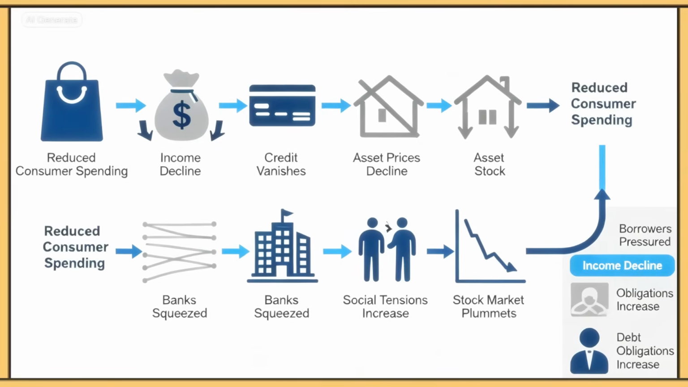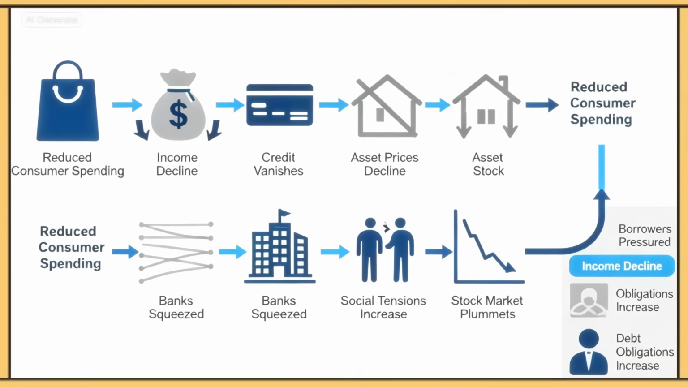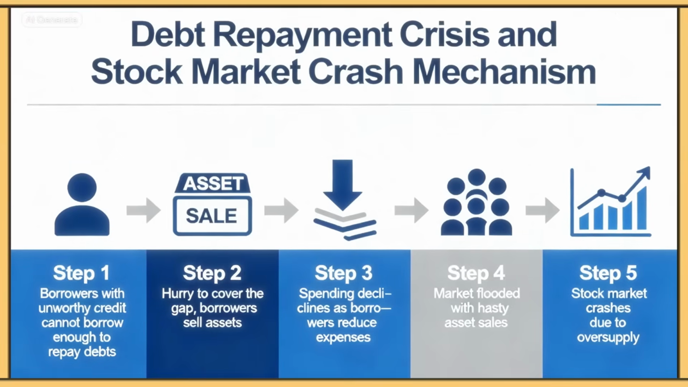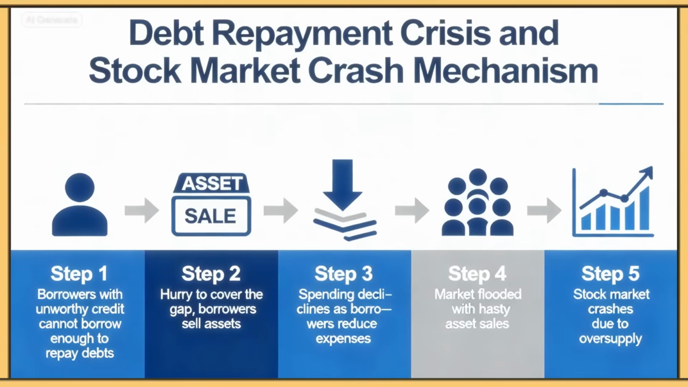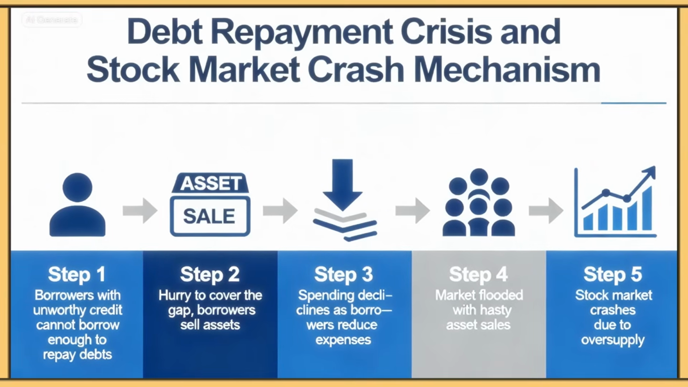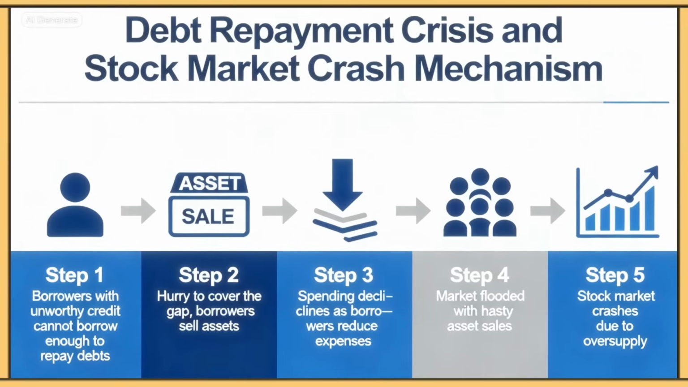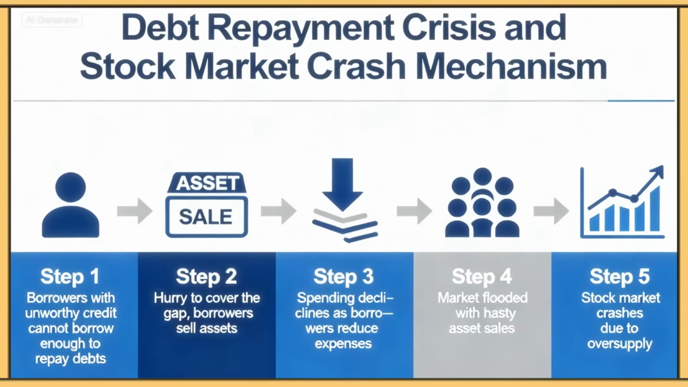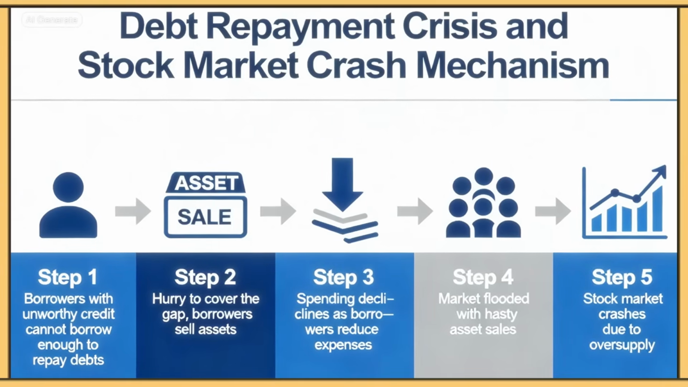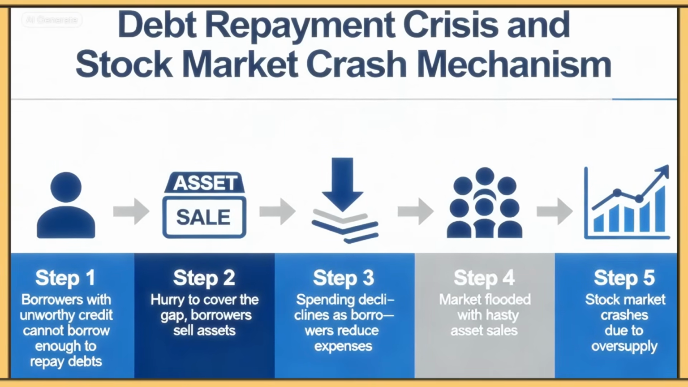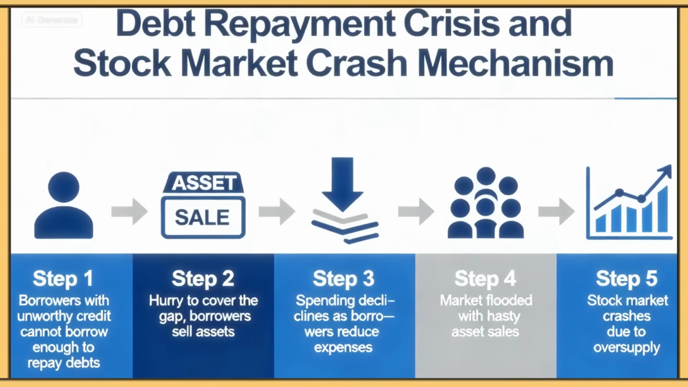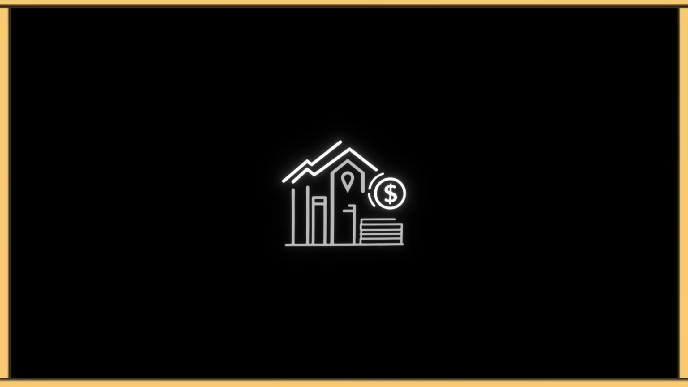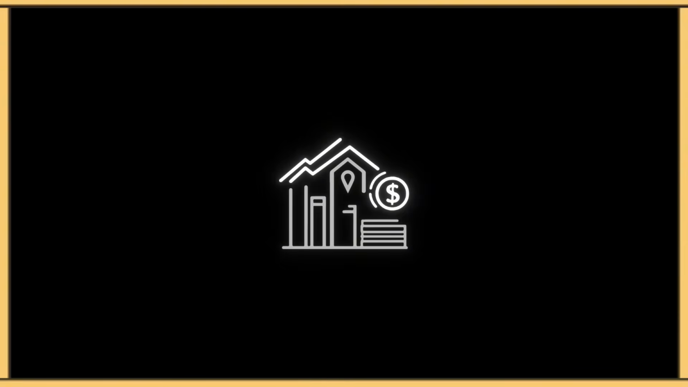Borrowers are pressured when incomes decline and debt obligations increase. Borrowers can no longer borrow enough money to pay back their debts when their credit becomes unworthy. Hurrying to cover this gap, assets must be sold by borrowers. At the same time that spending declines, the market is overrun by the haste to sell assets. The stock market crashes at this point. Banks experience difficulties as the real estate market collapses.